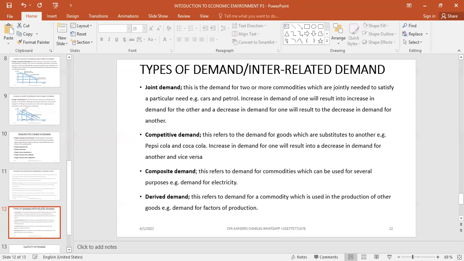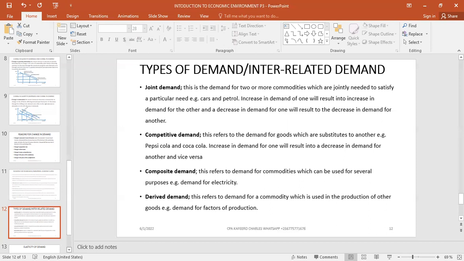The second type of demand is competitive demand. This refers to the demand for goods which are substitutes to each other. They are competitive in the sense that when the price of one increases, it is not demanded, and the other is demanded instead. They are competitive in a sense that they serve the same purpose.